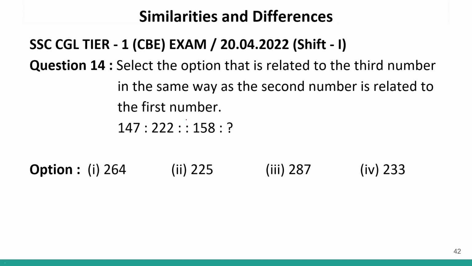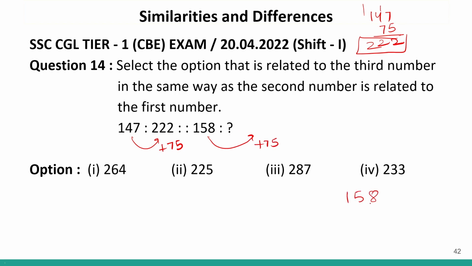Now this one, we have to find this one. This is an analogy question. This is the first pair and we have to find similarly the answer to the second pair. Correct? Now if I look at this 147 and 222, there's an addition of some number to get 222, right? So if I add 75, I'll get 222, correct? So here clearly there is an addition of 75. So I would have to add 75 in 158 to get my next term.